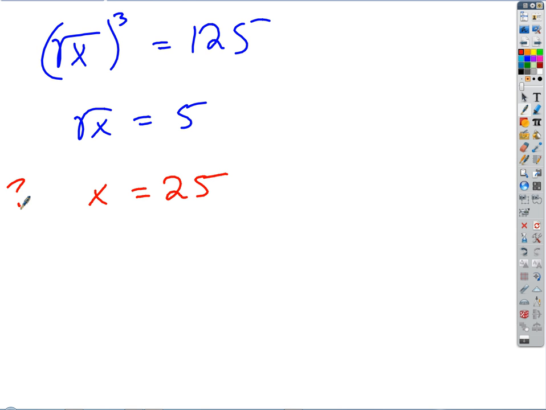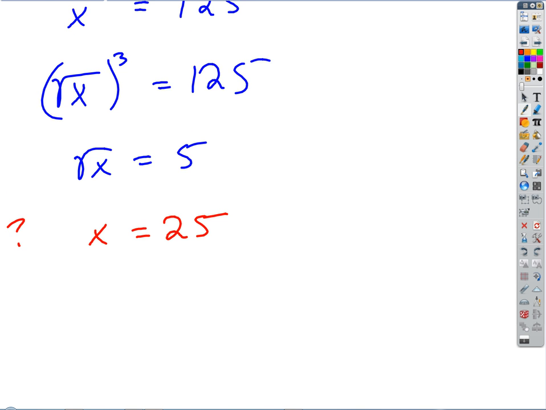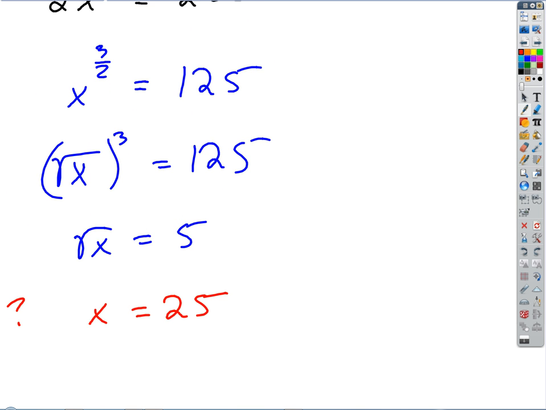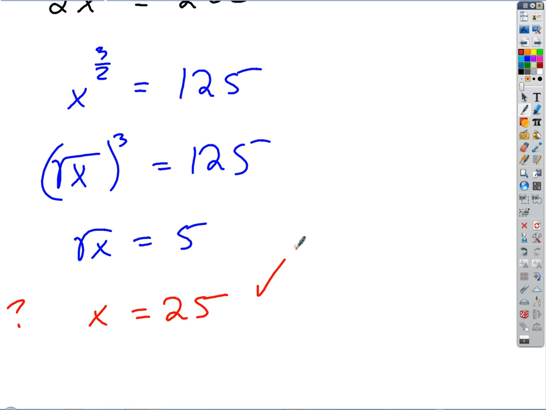It works, right? So if we go back up and check that, yeah, it works, doesn't it? If I put in 25 here, the square root of 25 is 5, cubed is 125, check. Okay, make sense? Could we have done that more easily? Could we have done that in one step instead of two? Yeah, we could have, right? We could combine those two steps, couldn't we?